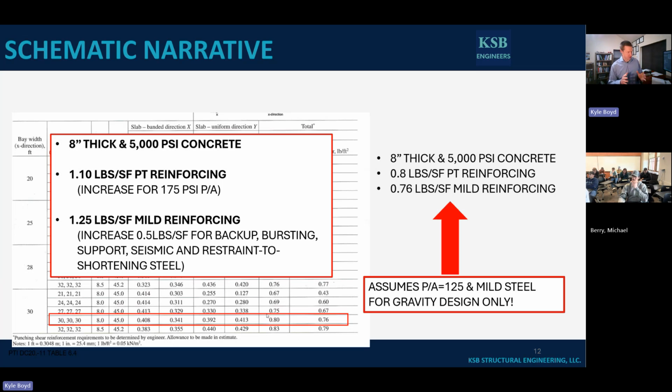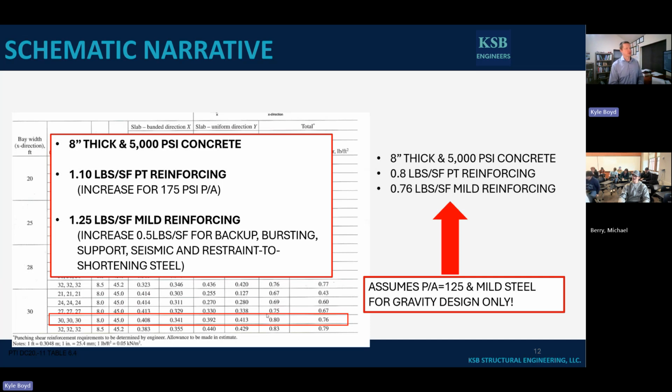And just to make it stupid clear, when I'm saying per square foot, I'm saying square foot of slab surface area, right? So if you have a 30 foot by 30 foot bay, you take 30 feet by 30 feet, you have X amount of square feet there, you multiply it by this pounds per square foot, and that's how much reinforcing is in that particular bay.